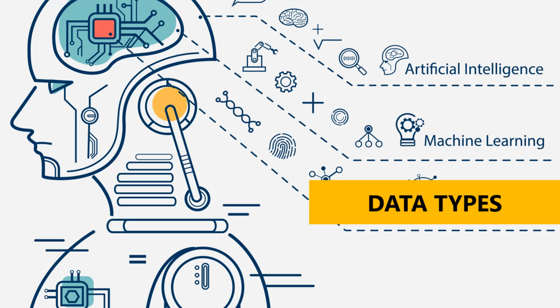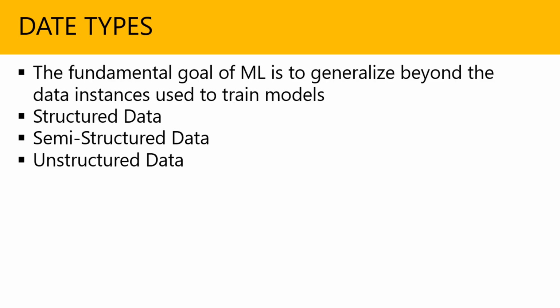Welcome back. Super excited moving forward in this short lesson, about 3 slides. I'd just like to highlight the importance and the types of data. So we'll take a look at, within machine learning, data types such as structured, semi-structured, or unstructured data. The fundamental goal of machine learning is simply to generalize beyond the data instances that are used to train models. Okay, and that's again the fundamental goal.